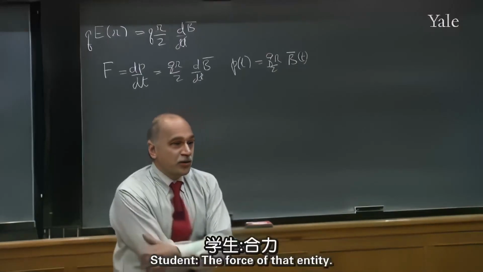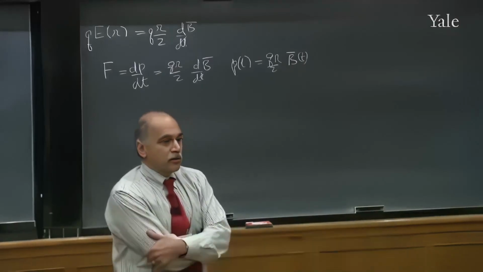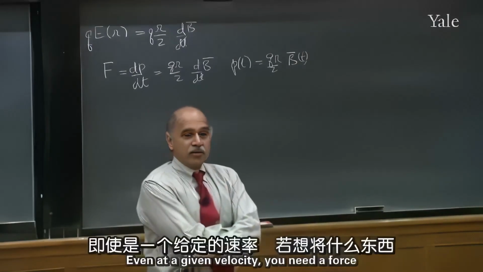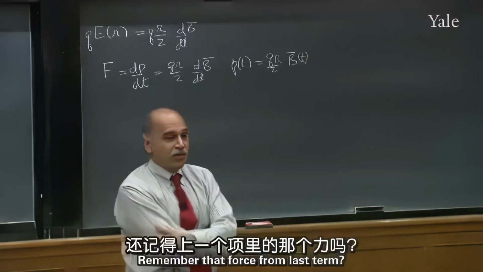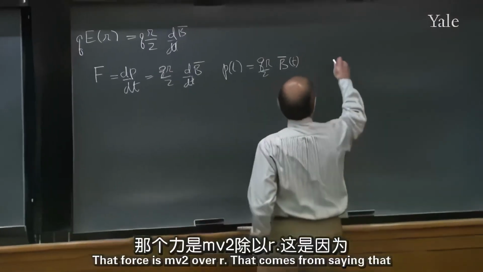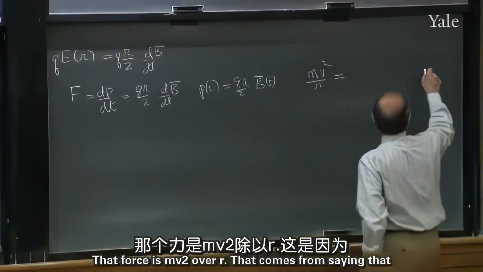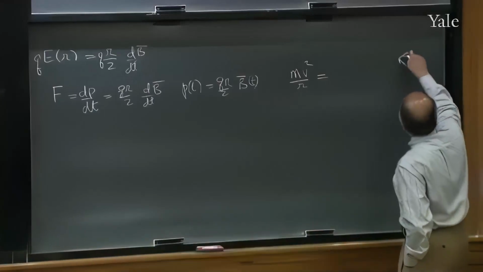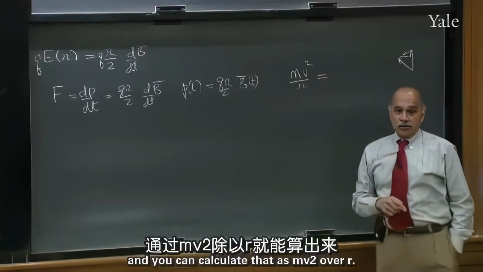Which force? I'm sorry. If it's in an orbit of constant radius and the velocity is increasing, the force has to increase. Right, but at a given velocity, even at a given velocity, you need a force to bend something into a circle. You guys know that. Remember that force from last term? That force is mv squared over r. That comes from saying if the particle has a velocity, momentum like that now, momentum like that a little later, there's a change in momentum pointing towards the center, and you can calculate that as mv squared over r.